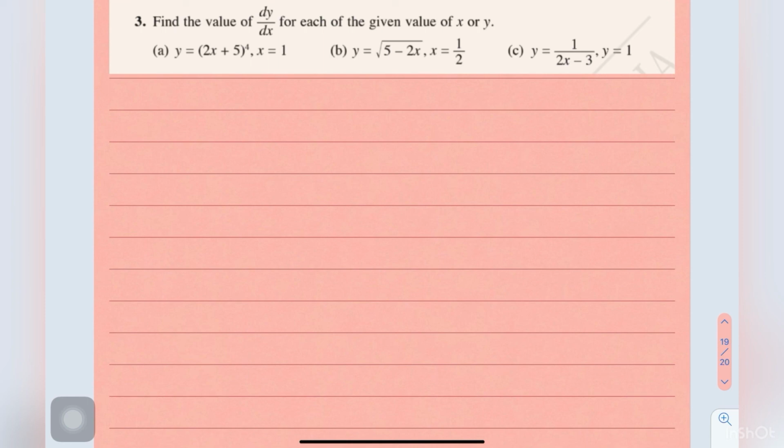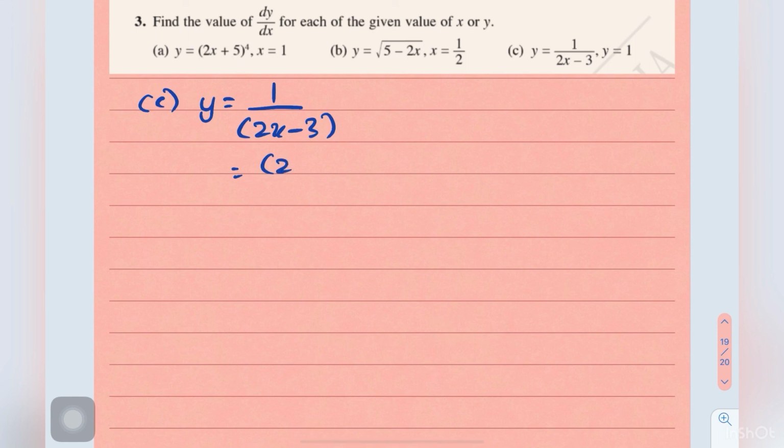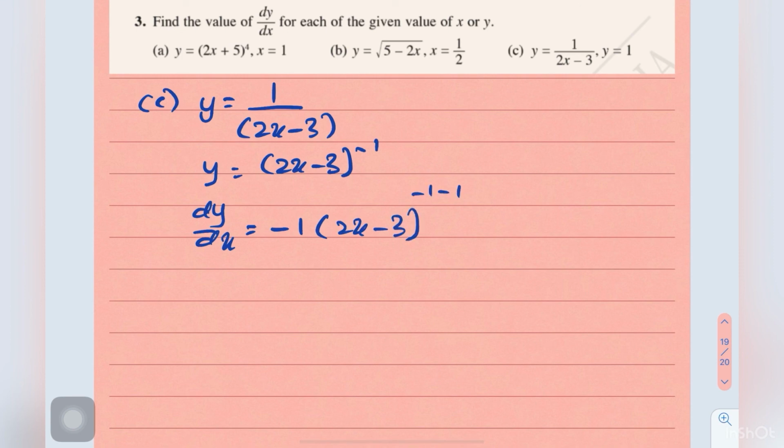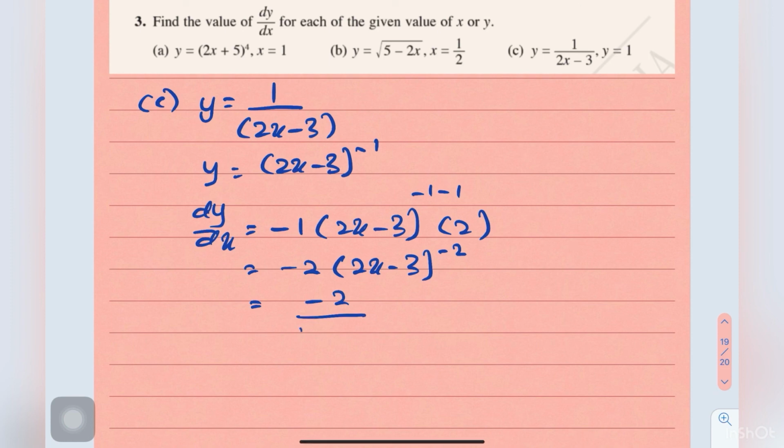Okay, last but not least, question 3c. Y equals 1 over (2x minus 3). Move up. Here we have (2x minus 3) to the power of negative 1. So dy/dx equals negative 1, (2x minus 3) to the power of negative 1 minus 1, times 2. Here we have negative 2 (2x minus 3) to the power of negative 2, or negative 2 over (2x minus 3) to the power of 2.